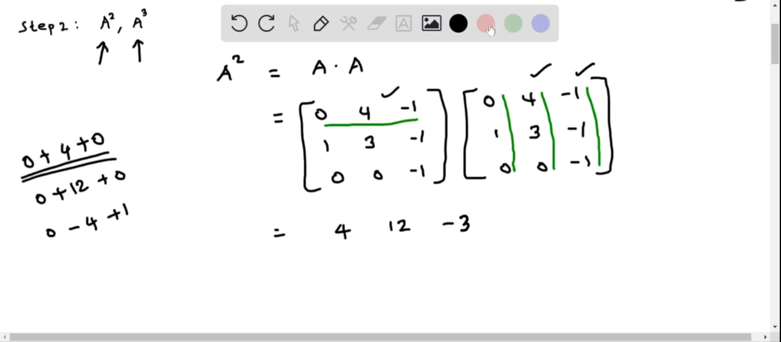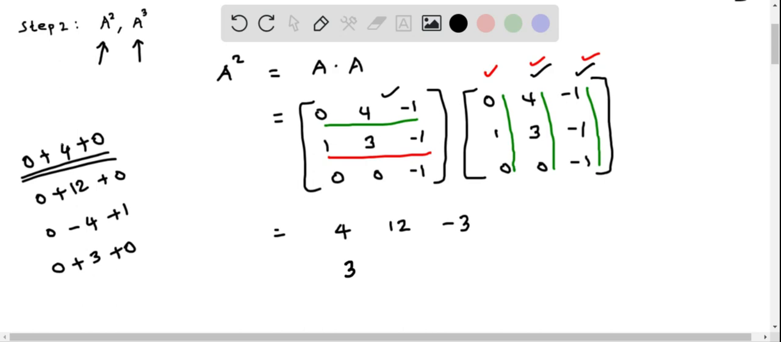Now we have to consider the next row, that is the second row in the first matrix. And we have to do the same thing. That is, we have to first consider the first column, second column, and then the third column. So I'm going to first multiply with the first column. So it is 1 times 0 is 0, plus 3 times 1 is 3, and then negative 1 times 0 is 0. So it is 3 plus 0 is 3.